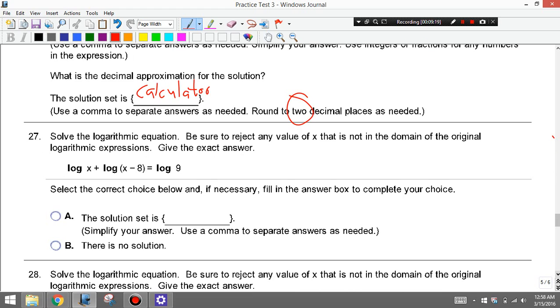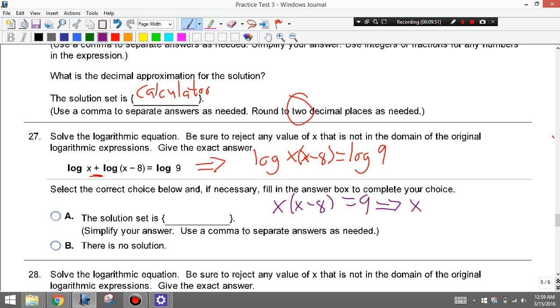Here we're using some log rules. This plus becomes multiplication, and then we're going to drop the logs. So this means that log of x times x minus 8 is equal to the log of 9, base 9, log of 9. And so now we can drop the logs. And so this means immediately that x times x minus 8 is equal to 9, and then it becomes algebra.